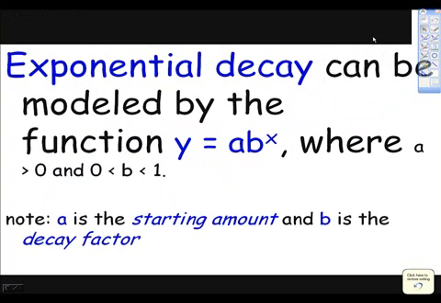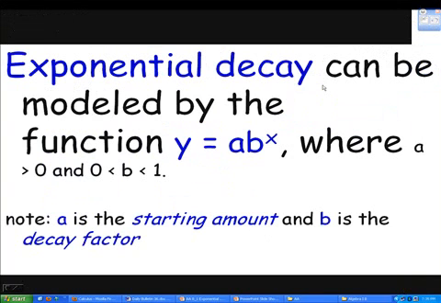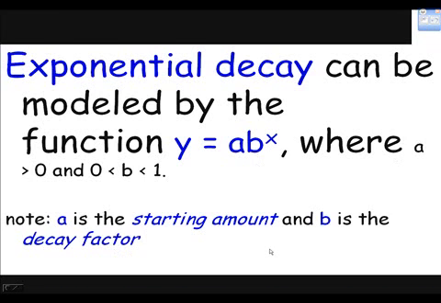All right, now let's take a look at exponential decay. Exponential decay is modeled by the same function. The only major difference here is that b is not greater than 1. It's between 0 and 1. So a is always going to be the starting amount, and b is the decay factor this time instead of the growth factor when b is between 0 and 1.